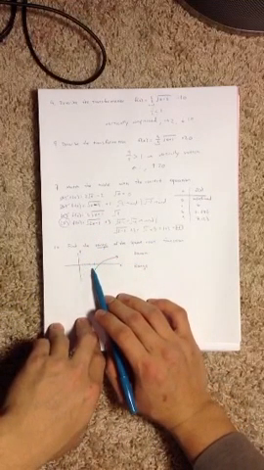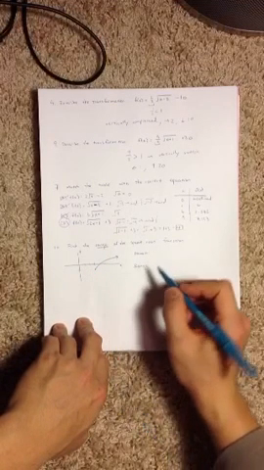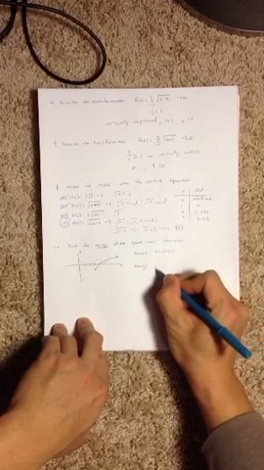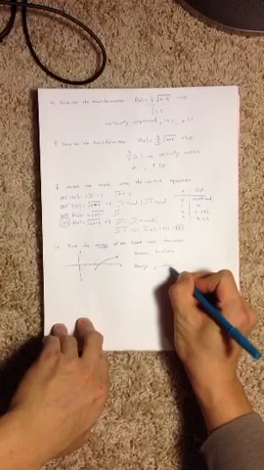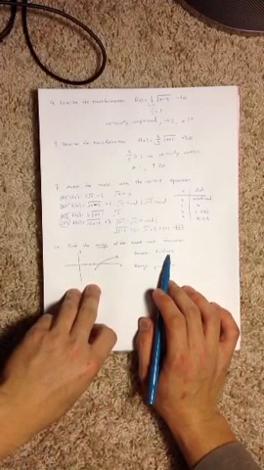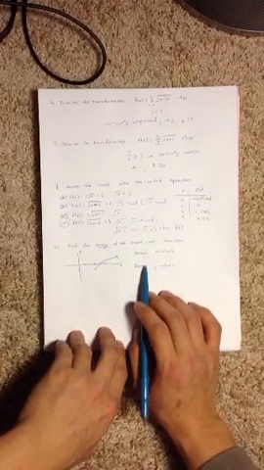Number 10 deals with domain and ranges of square root functions. Now remember, domains deal with x values and ranges deal with y values. So let's see how we can define domain and ranges. So for number 10, it only asks us for the range. However, let's take a look at both of these.